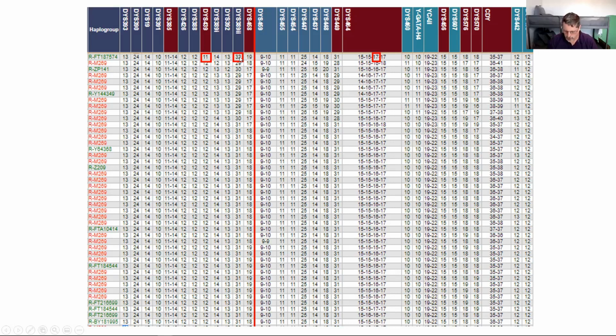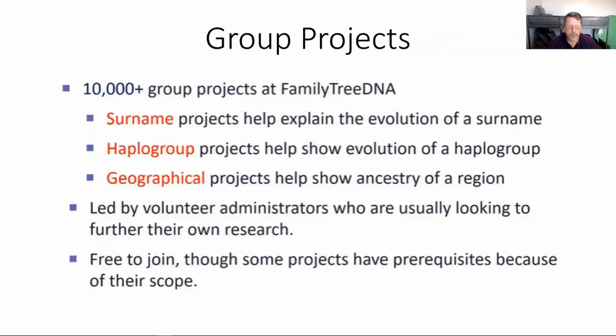You get them through projects. And that's one of the things that makes Family Tree DNA, of the different kinds of companies as far as genealogy, so much more powerful than the others. There are over 11,000 group projects at Family Tree DNA. You have surname-based projects, so there's a Trujillo project out there. You have haplogroup projects like the Q-M3 project. And most of the ones I'm in are geographical projects, for example, the New Mexico Genealogical Society DNA project.